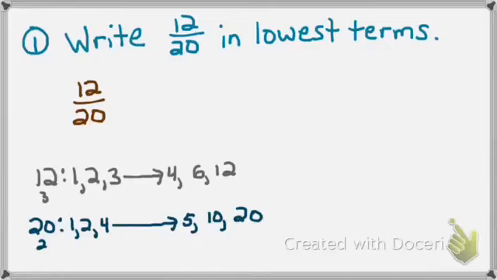Let's go ahead and find the GCF, the greatest common factor. So I look at 12. Do I see that as a factor of 20? Nope, 12 is not going to work. I look at 6. Is that a factor of 20? Nope, 6 isn't going to work. I look at 4. Is that a factor of 20? Yes, it is. So my GCF of 12 and 20 is 4. So I have to divide both 12 and 20 by 4.